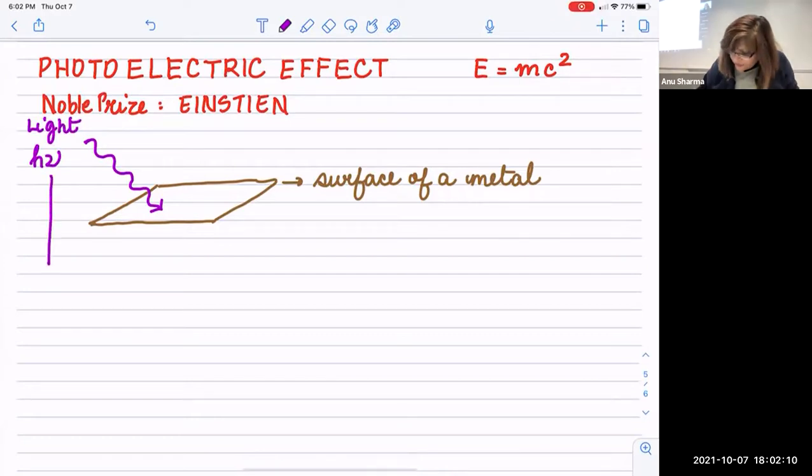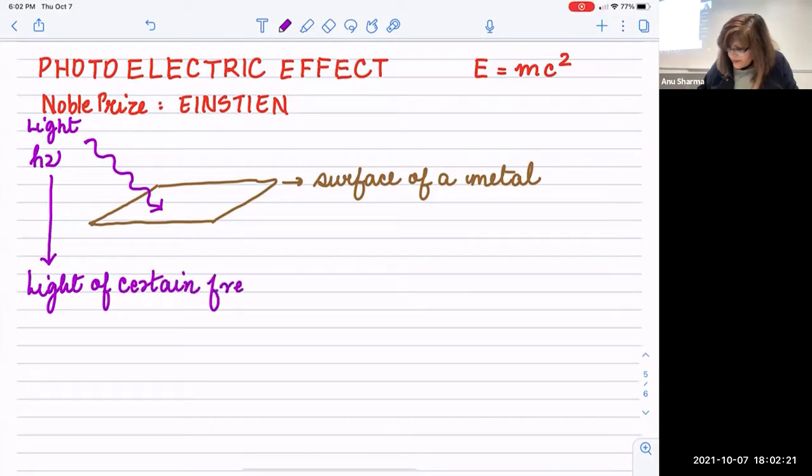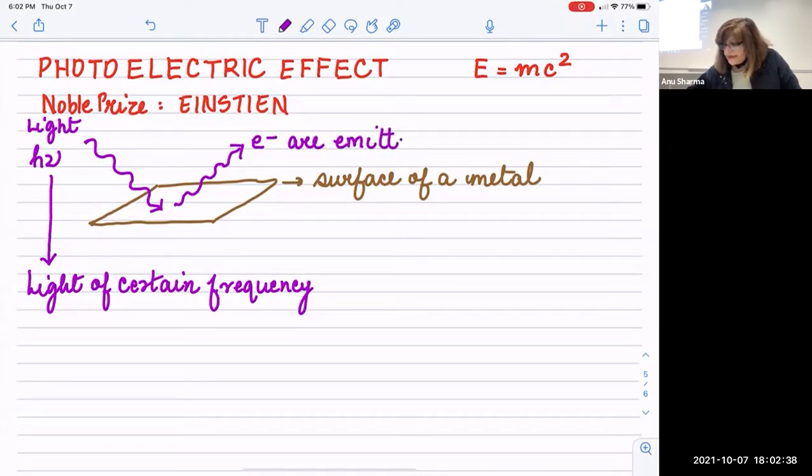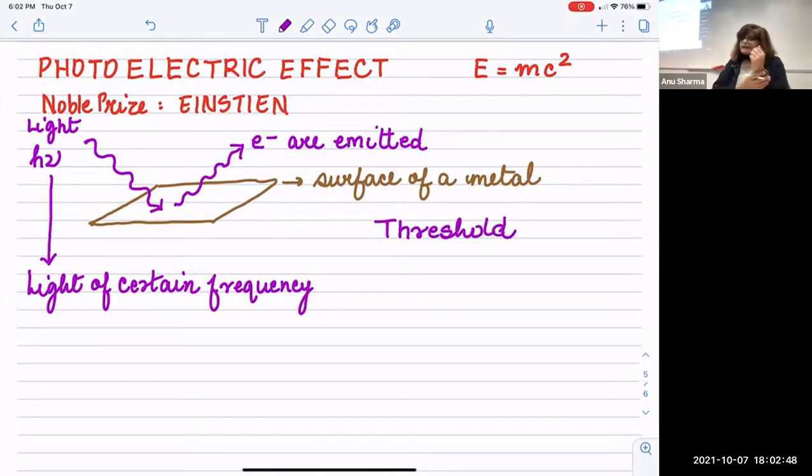That means that a light of a certain frequency, when it strikes the surface of the metal, very interestingly, the electrons are emitted. And this only happens at a certain threshold frequency. So when ordinary light is passing, nothing is happening. We don't see electrons coming from the aluminum foil. But if you strike the light of a certain frequency, this is the formula for the light. This is how you show h nu.